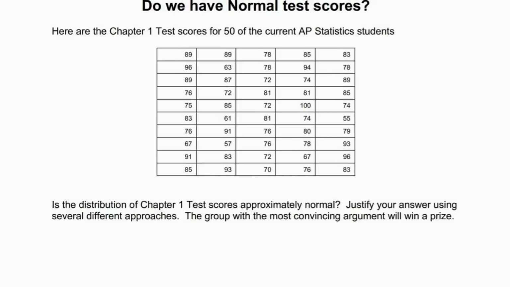Does that dot plot look approximately bell-shaped? Yeah, approximately. Mean 79.76, median 79.5, standard deviation 10.026, 10.03. Same basic piece, right? Just rounded slightly differently.